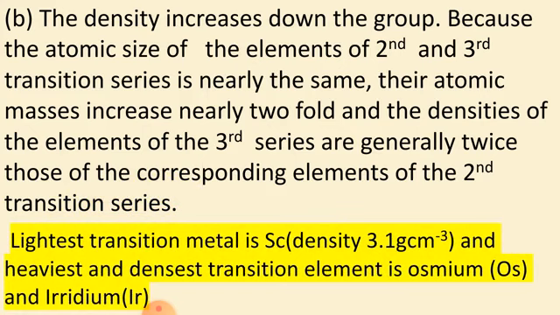Now students, the lightest transition metal is scandium, having a density of 3.1 gram per centimeter cube, and the heaviest and densest transition elements are osmium and iridium. Osmium has a density of 22.57 gram per centimeter cube and iridium has a density of 22.61 gram per centimeter cube. So this is all about atomic volume and density.